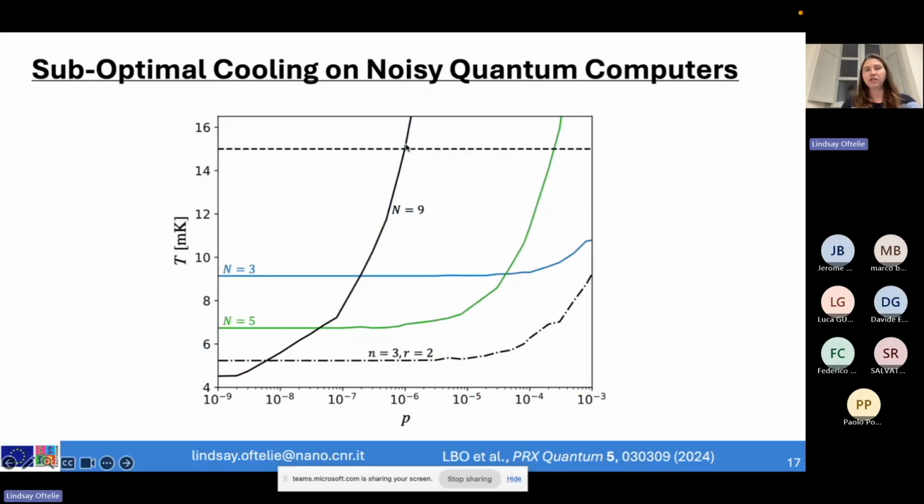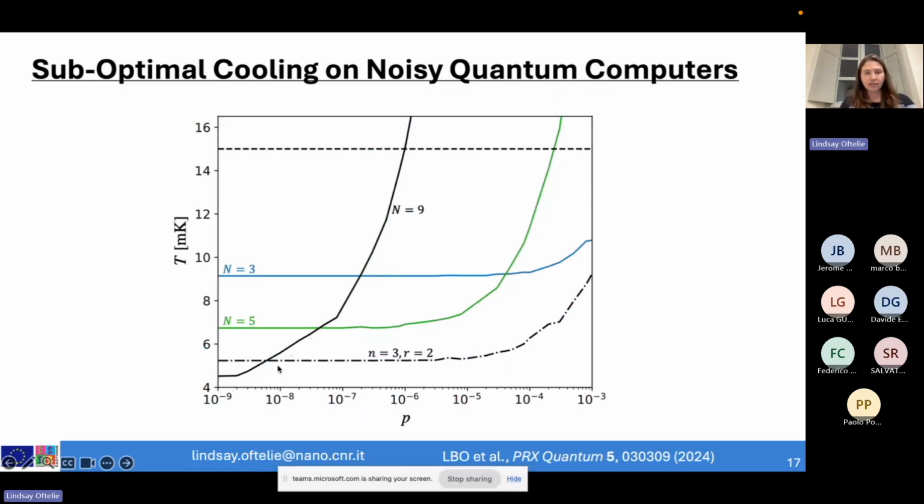You see that if we just did optimal dynamic cooling with n equals 9, we achieve the best cooling, the lowest final temperature, but it's very quickly affected by noise. And at even quite small error rates, it starts heating the qubit instead of cooling it.